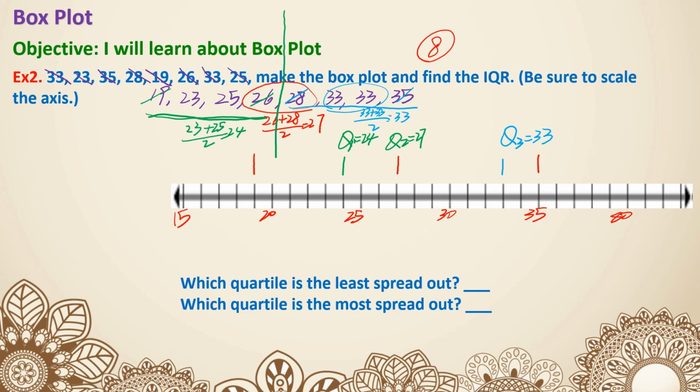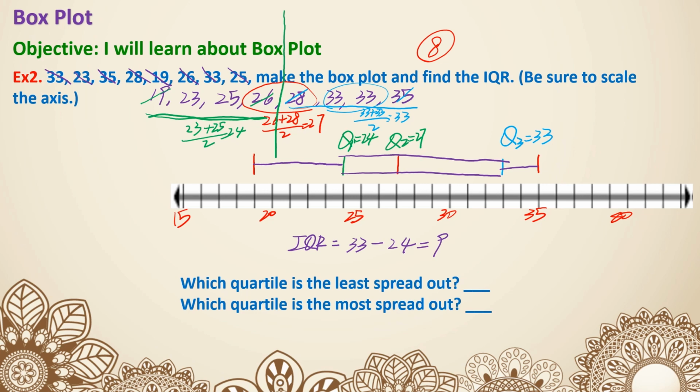Again, if you have an even amount of numbers and the median is not in the data set, then we do not need to get rid of any numbers. We just cut it right in the middle. Okay. Now lastly, we just connect Q1, Q2, and Q3. Then also connect with the minimum and the maximum. As for the IQR, IQR is going to be the Q3, which is 33, minus Q1, which is 24. That is going to give you a 9.